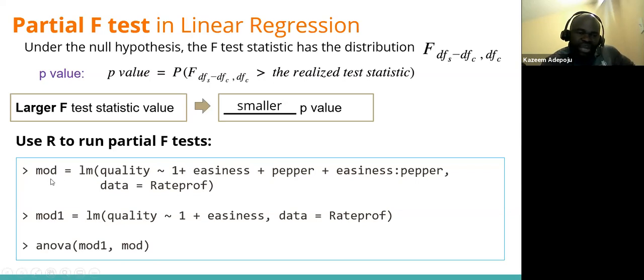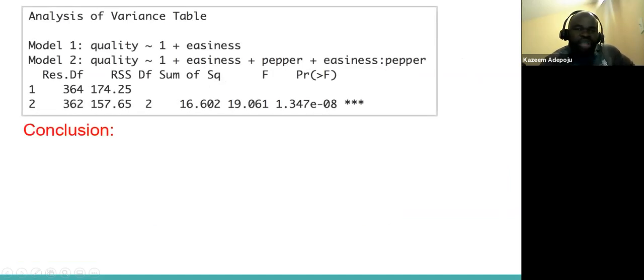You need to first write a code for the complicated model. You're also going to have a code for the simple model. And when you do that, then you're going to do anova(mod1, mod2). This mod1 is for the simple model, and you're actually going to see the results. Now, this is what the result is going to look like.